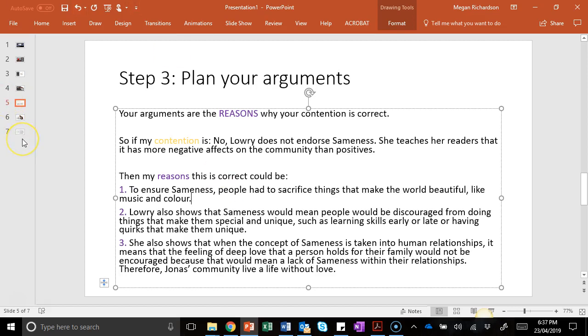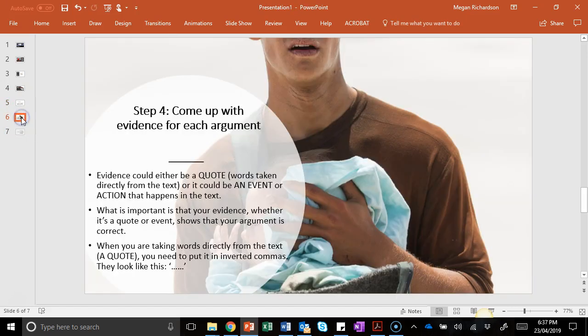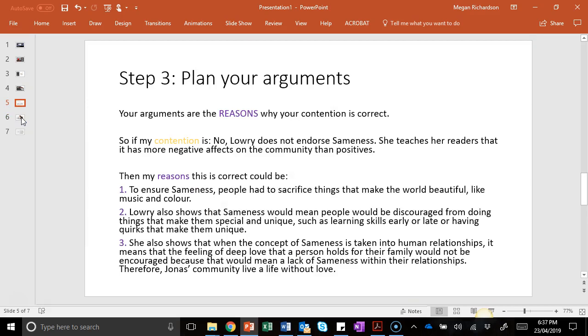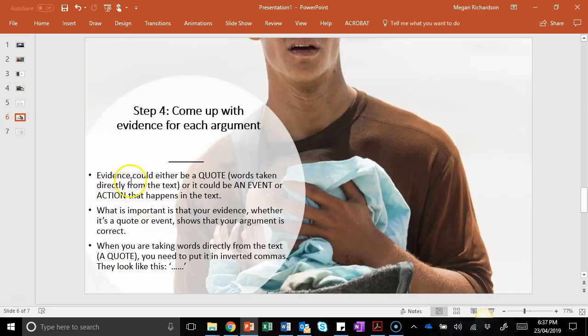Okay, all right. Now we're moving on to step 4, the final step in planning our essay. What we need to do in step 4 is to come up with evidence for each argument. So we've got those arguments, those 3 reasons. For each one of these, I now need to find evidence to prove that this statement is correct. Evidence can either be a quote, words taken directly from a text. It doesn't have to be just dialogue, something that one of the characters has said. It can be any of the words in the text.